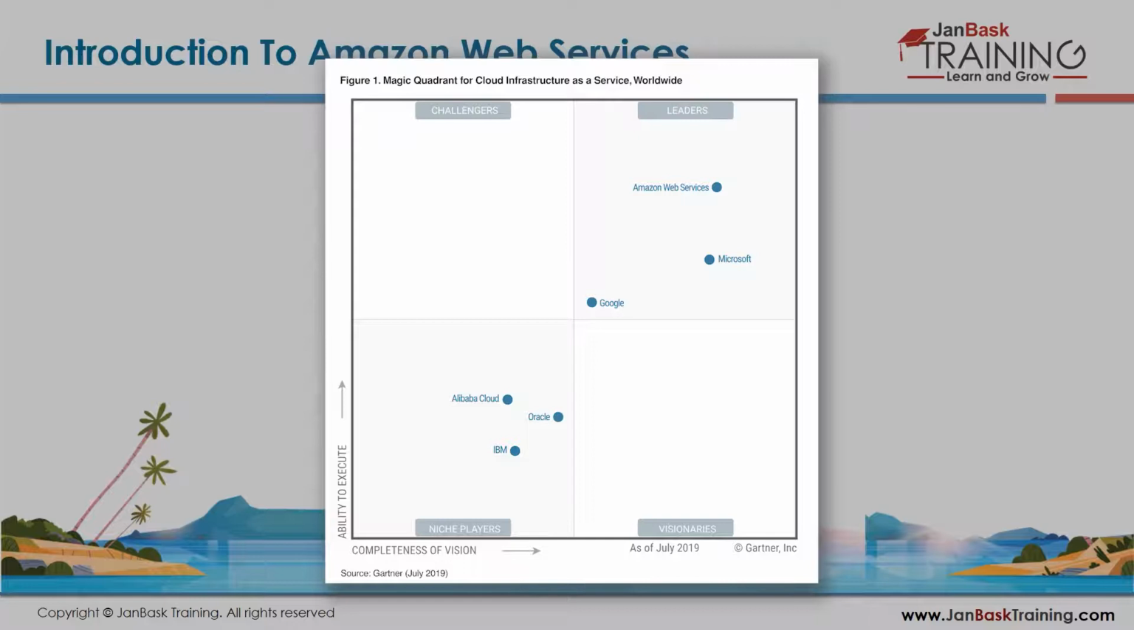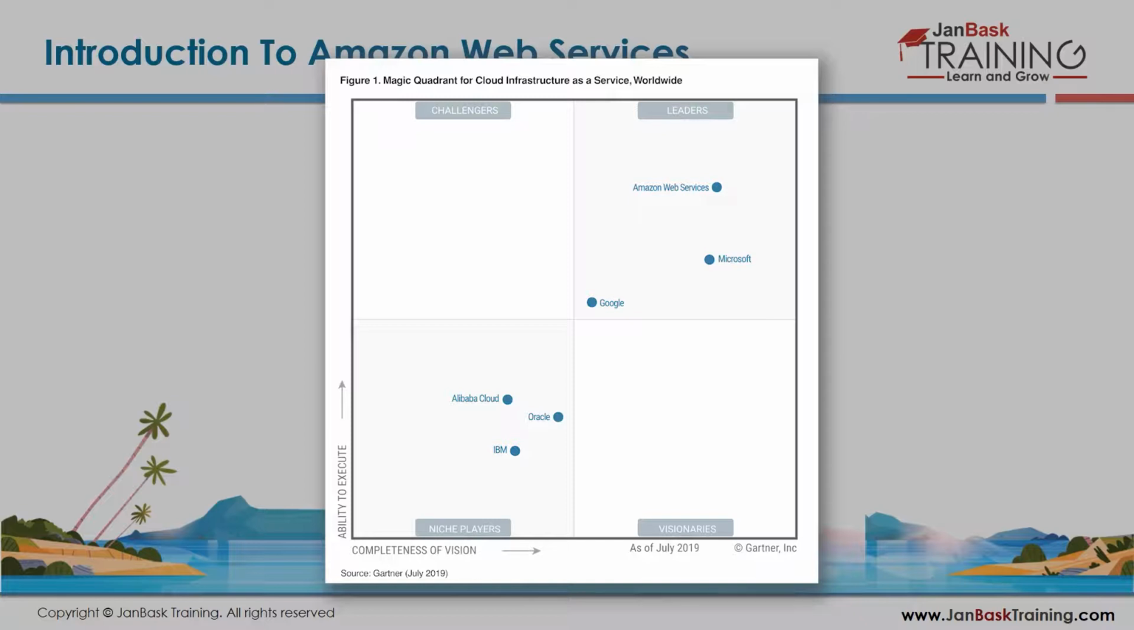In the bottom half, there are niche players like IBM, Oracle, and others. Very small, very few selective cases. Don't have to worry about it. In the top quadrant, there are leaders, right? The leaders are Google, Microsoft, and AWS. See how AWS is much higher than Google and Microsoft, because AWS controls close to 50% of the market share.